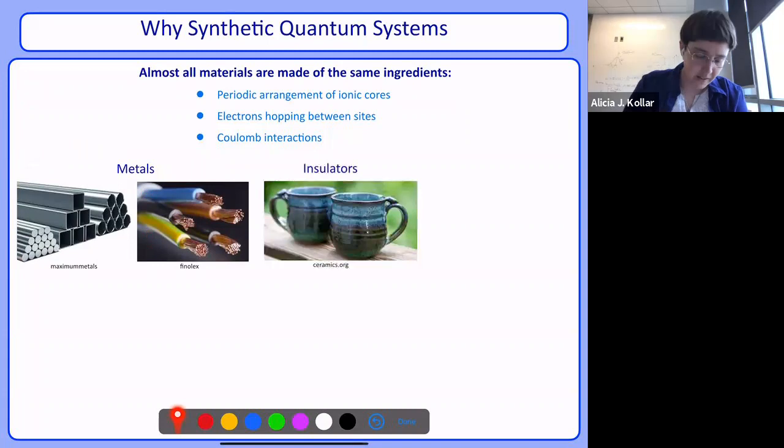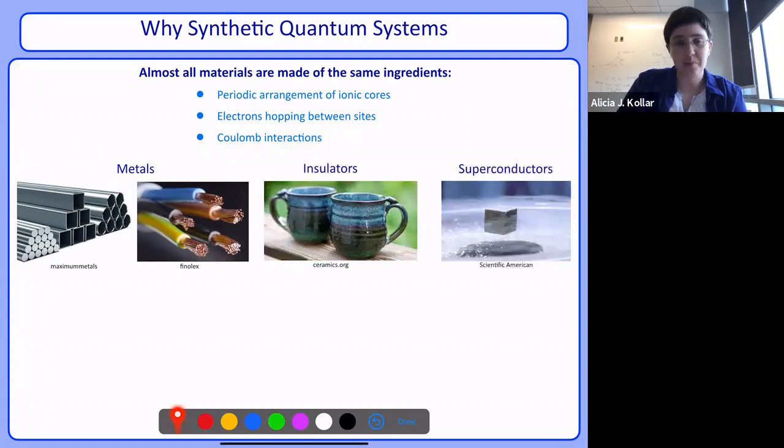But this also makes insulators. So it makes the insulating jacket that protects these wires. It makes our dearly beloved coffee cups. And it also gives rise to even more exotic behavior like superconductors, which can actually transmit current at no energy cost. And this is a picture of a superconductor expelling magnetic field and levitating a magnet. And so these all come from the same basic set of ingredients.